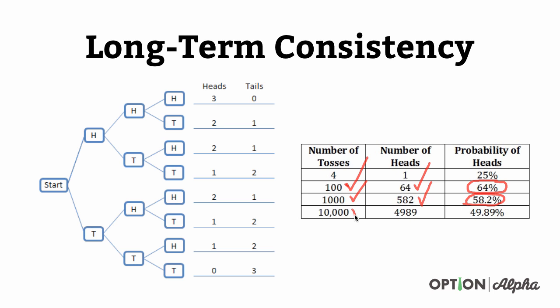But then after 10,000 times that we flipped this magical random coin here, we ended up with 4,989 heads, almost exactly 50%. So the reality is that the more you trade, the closer and closer and closer you're going to get to your expected probability, whatever you're targeting.